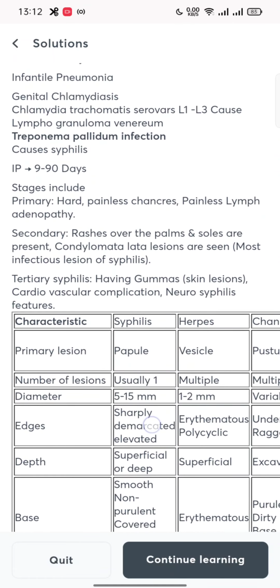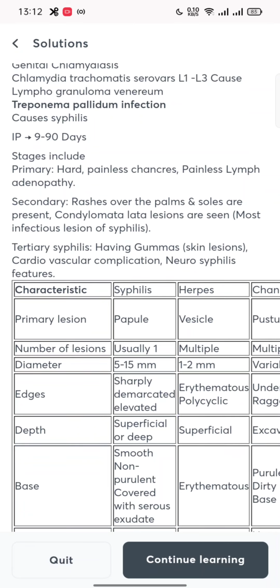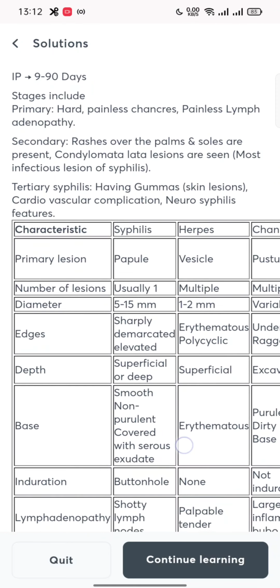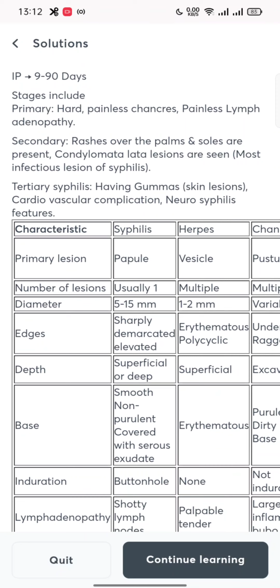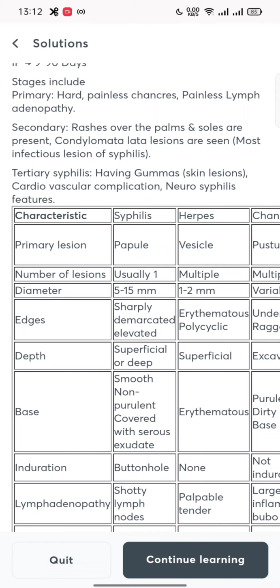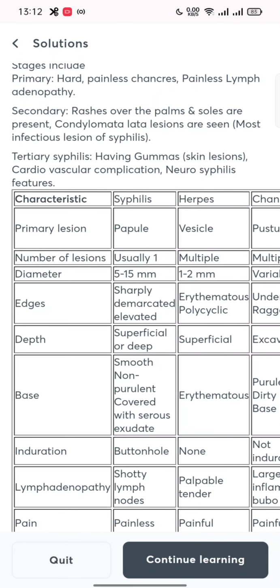So Treponema causes syphilis. Incubation period is from 9 to 90 days. The primary stage includes a hard, painless chancre and painless lymphadenopathy. In secondary syphilis, there is a rash over the palms and soles, and condylomata lata lesions are mostly seen. It is the most infectious lesion of syphilis. Tertiary syphilis has gumma, skin lesions, cardiovascular complications, and neurosyphilis features.